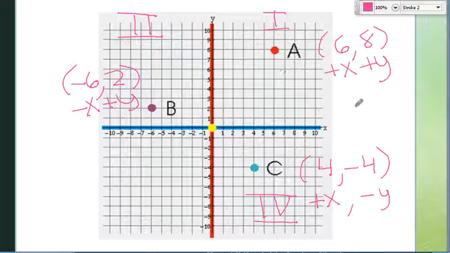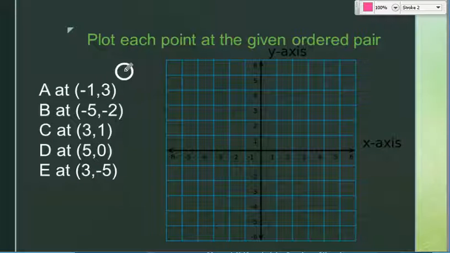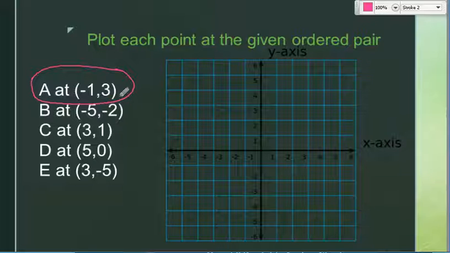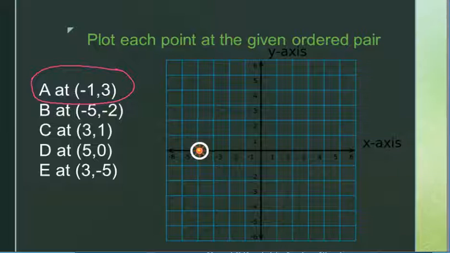Okay? So one of the things that you need to be able to do when you're done with this lesson is to find a point within the coordinate plane and to be able to tell me the ordered pair of that point. Another thing that you need to be able to do as part of this lesson is to find the location of a point and label it. If I ask you to plot point A that is at negative 1, 3, notice we have a negative x value and a positive y value. Anytime you have a negative x value and a positive y value, you're going to be in quadrant 2.